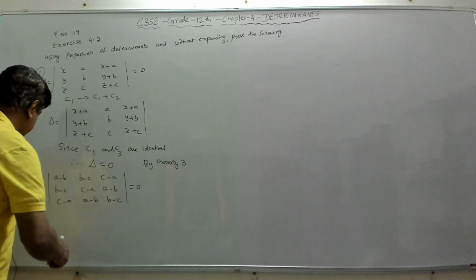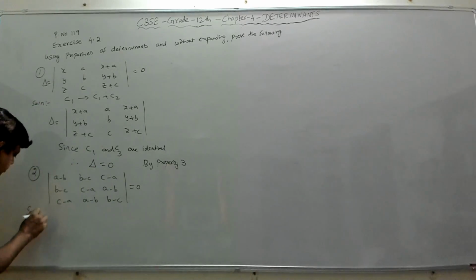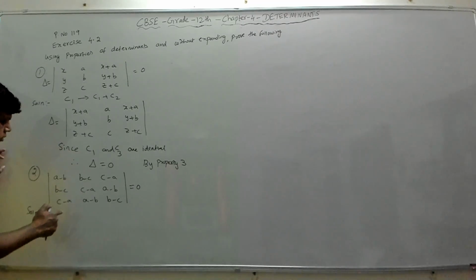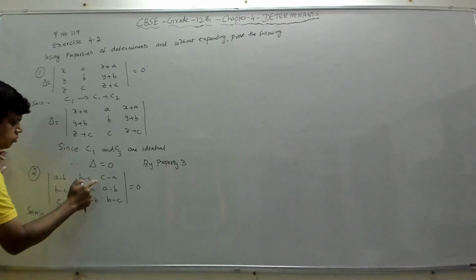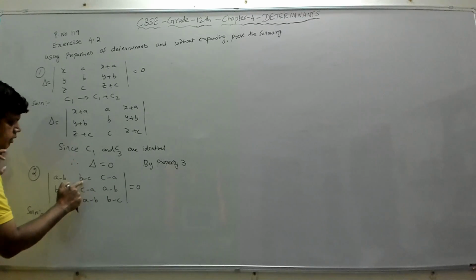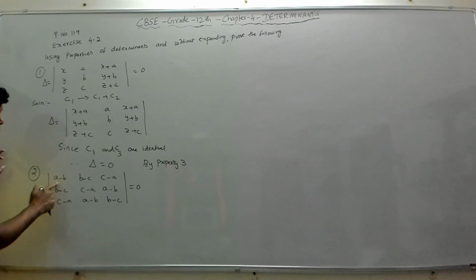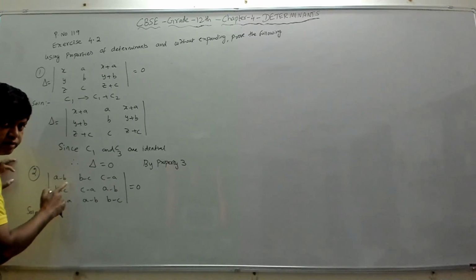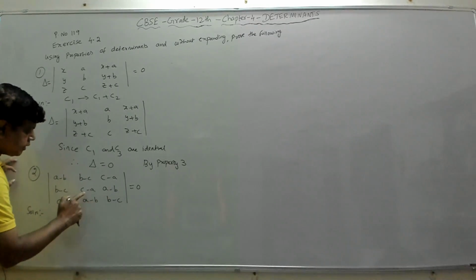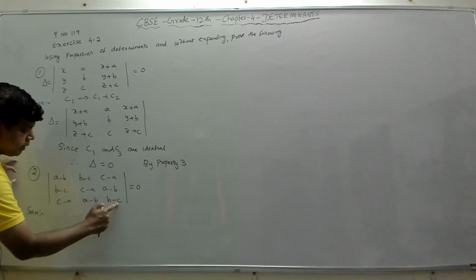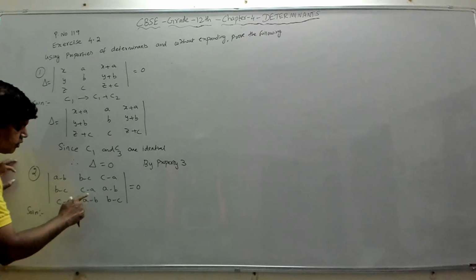Fine. So the solution is, now let's observe. Suppose if I add these two, b minus c plus c minus a will give you b minus a. Here we have a minus b, only the sign is different. Again, if you add these two, you'll get c minus b. Here we have b minus c. Similarly, here if you add these two, you'll get a minus c, but you have c minus a. So we'll try to add these two.